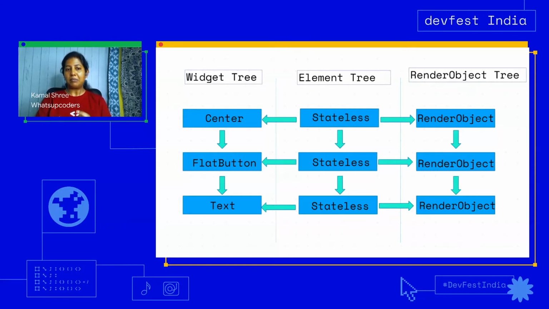I press the flat button, immediately the text changes from hello to hoy, right? In case there is something changing, what happens is that it'll change the text property and a new widget will get created. In case there's nothing happening, both your element and your render object will remain the same, and just your update render object will get called, saving a lot of time.